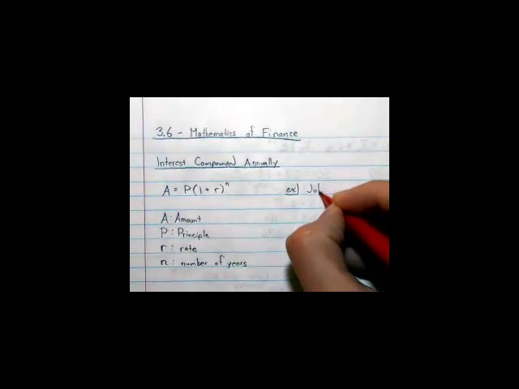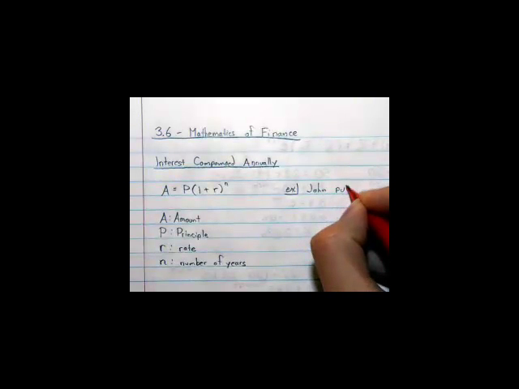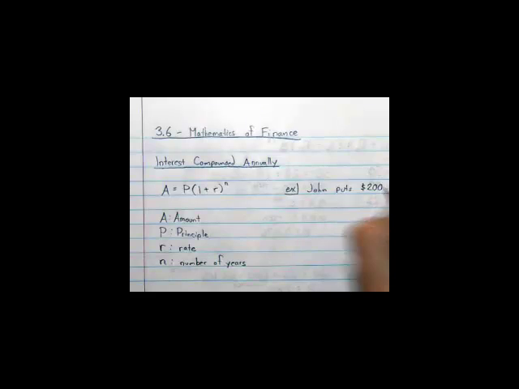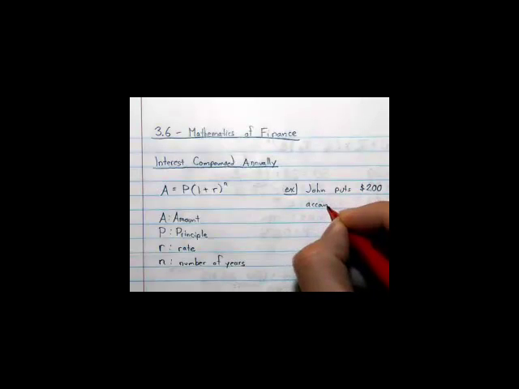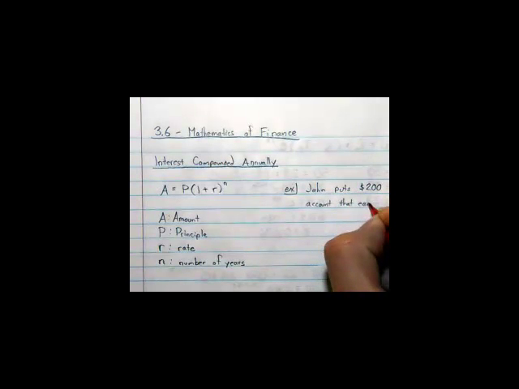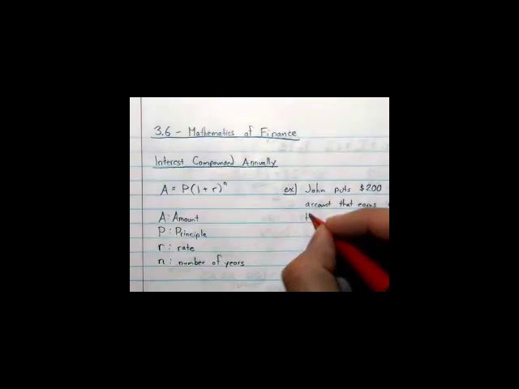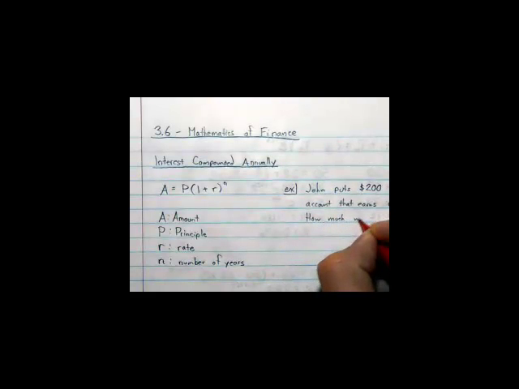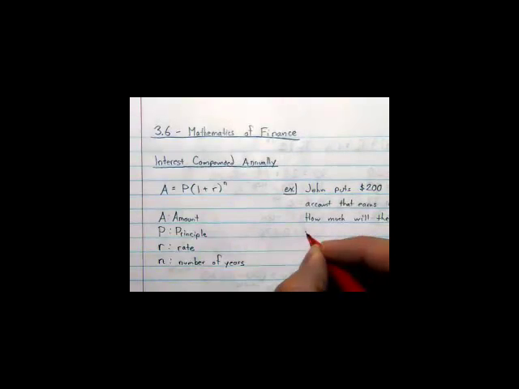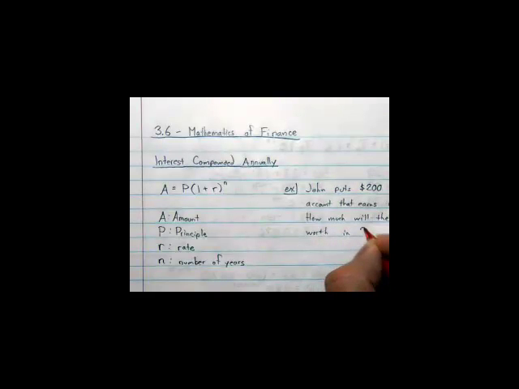But in any event, let's say John puts $200 in a bank account that earns, and we'll say 0.5% annually. So how much will the account be worth in 30 years?